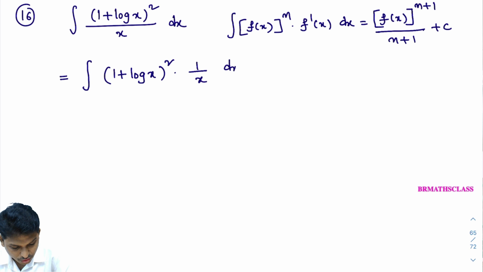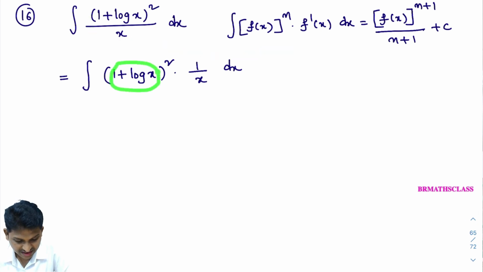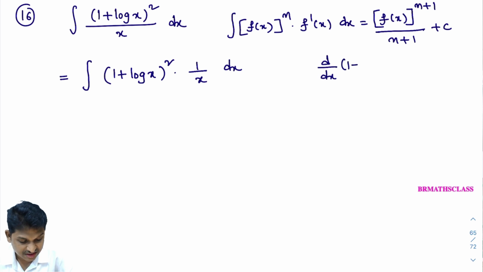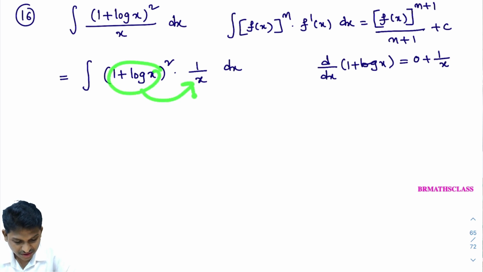What I am trying to do? I am trying to write the given function in the form of f of x whole power n into f dash of x dx. You look here, 1 plus log x is there. What is the derivative of 1 plus log x? In the differentiation chapter, we learned this. Derivative of 1 plus log x is derivative of 1 plus derivative of log x. What is the derivative of 1? Derivative of 1 is 0, constant, plus derivative of log x. Derivative of log x is 1 by x. Okay, so derivative of 1 plus log x is 1 by x.